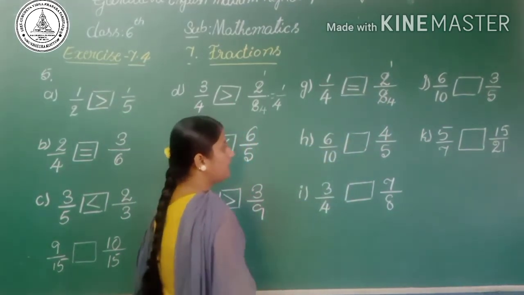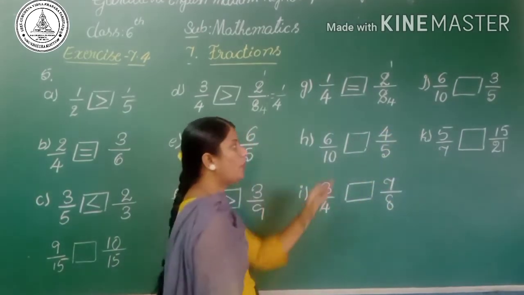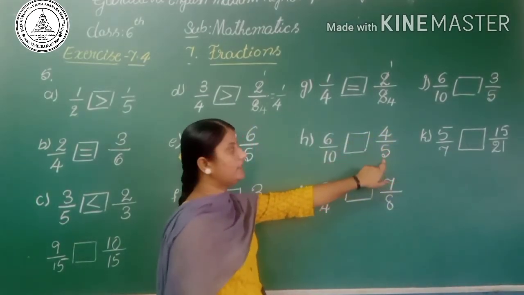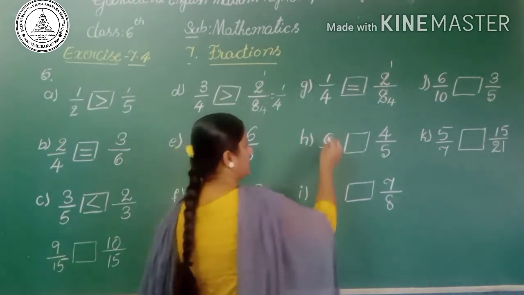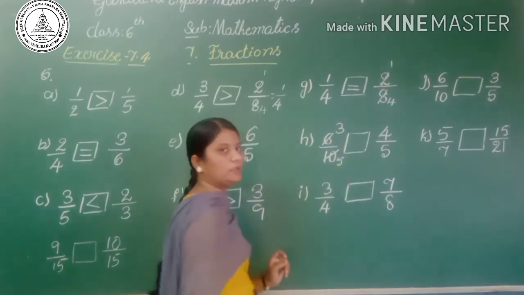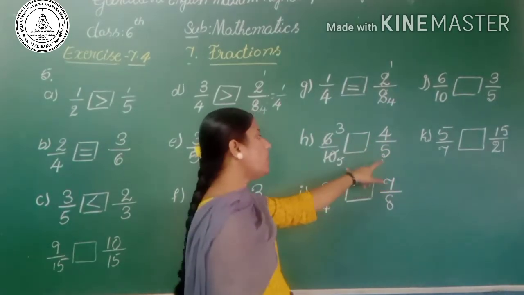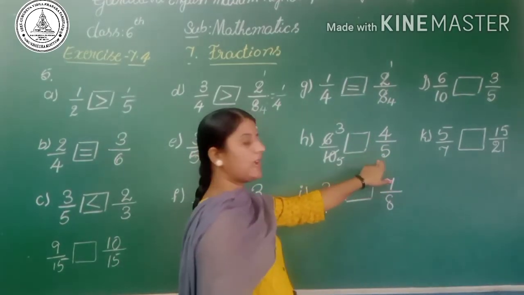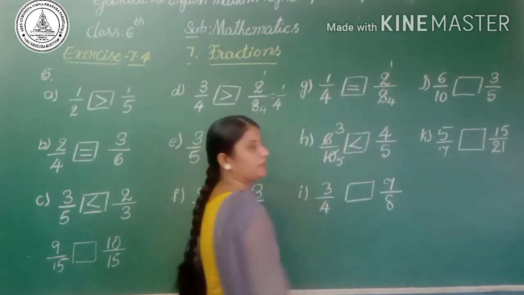Okay. Then next, 6 by 10 and 4 by 5. 4 by 5 cannot be written in a simpler form, so let's write 6 by 10 in the simplest form. Yes, 2 threes are 6, then 2 fives are 10. So it will become 3 by 5 and 4 by 5. These two are like fractions, so the fraction having the greater numerator, that is 4, is the greater fraction.